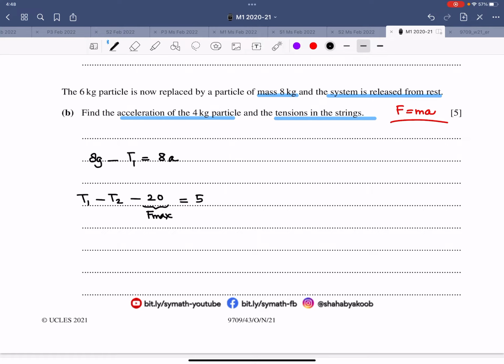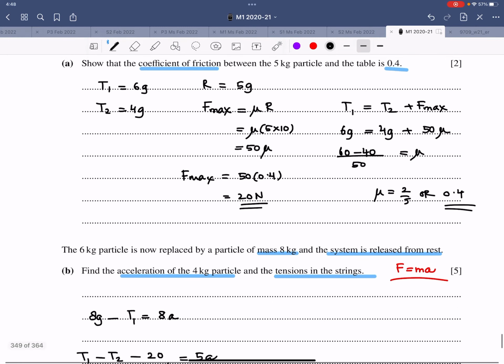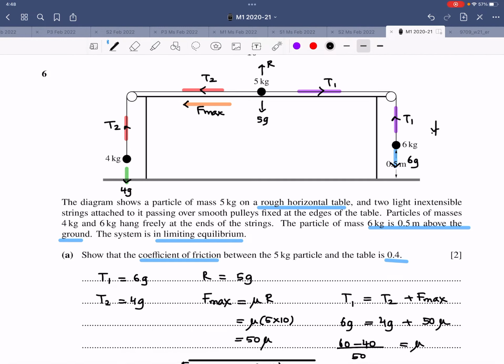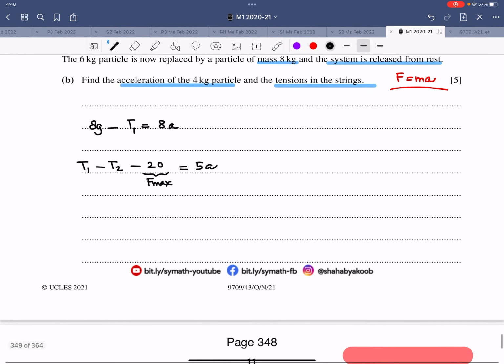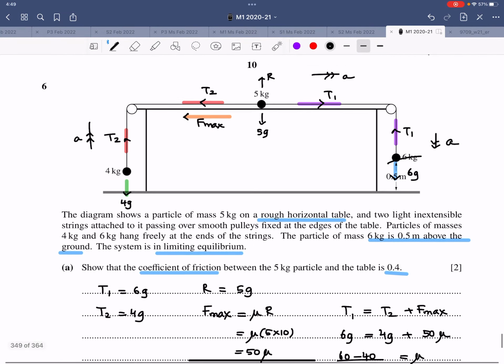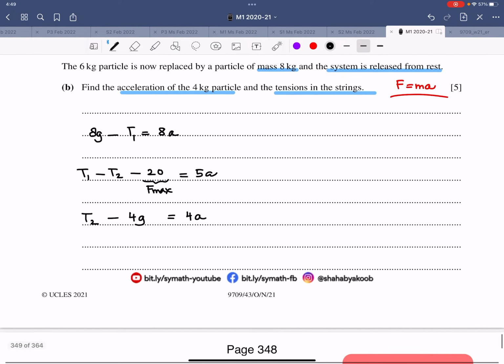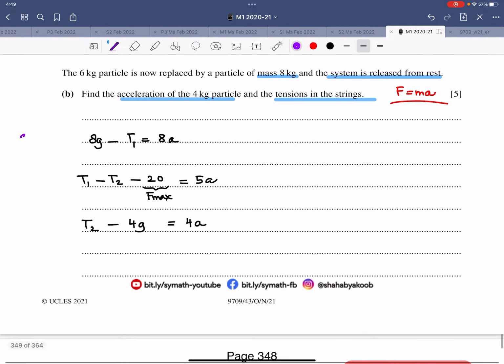And now the scenario is like this. This is going down with a new weight. This is acceleration. This is acceleration. This is acceleration. And the last one is T2 minus 4g equals 4a. So this is the particle. This is for the 8 kg. Let me label it. This is for the 8 kg. This is for the 5 kg. This is for the 4 kg.